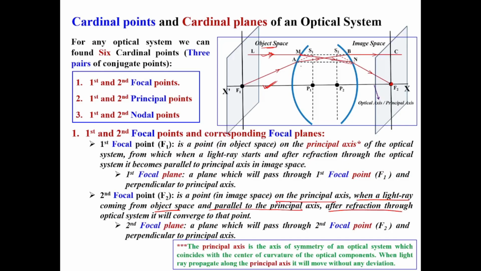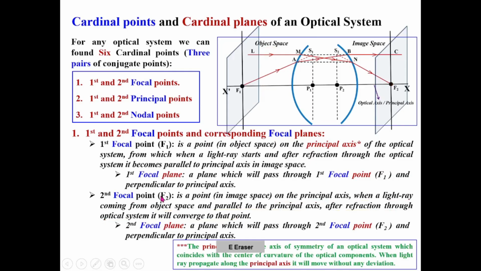So overall we can say that after refraction through the optical system, the ray will converge. See, after refraction through the optical system, it will converge to that point. The ray converged to that point, and that point is called your second focal point.